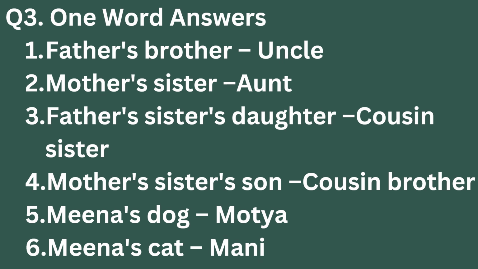Answer in one word. Father's brother is called uncle. Mother's sister is called aunt. Father's sister's daughter is called cousin sister. Mother's sister's son, cousin brother. Mina's dog is named Motia and Mina's cat is named Mani.